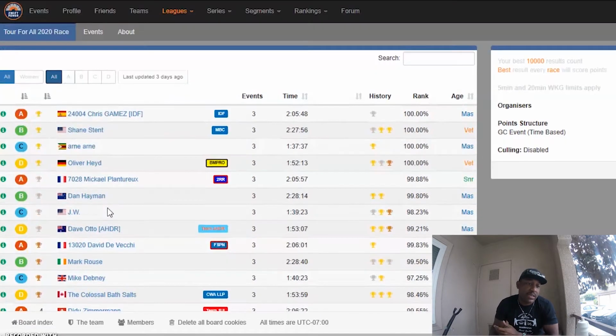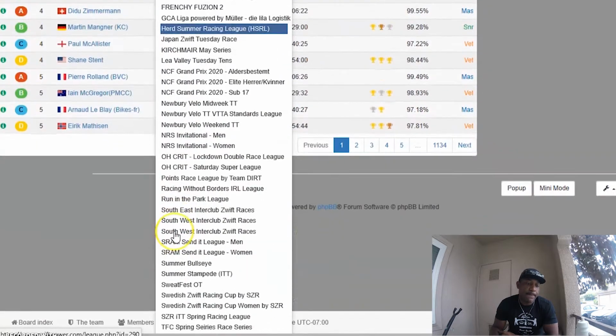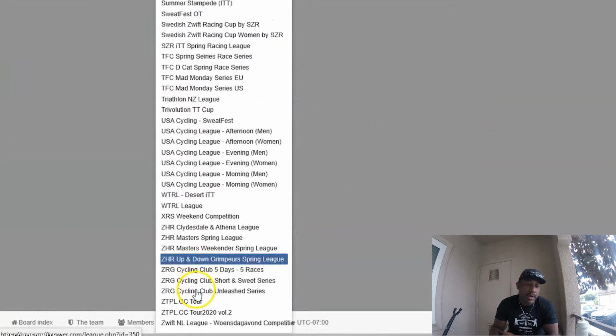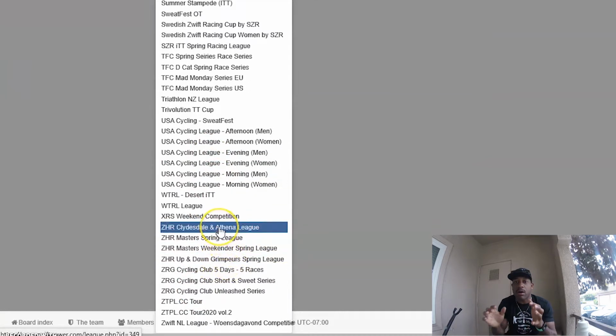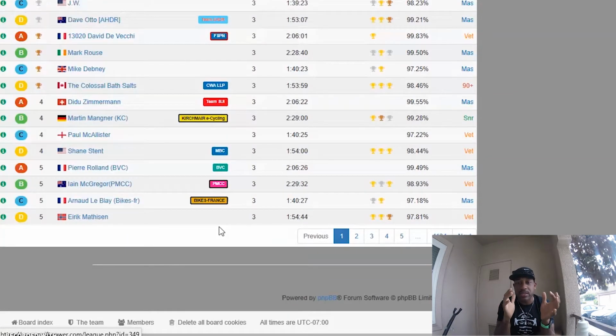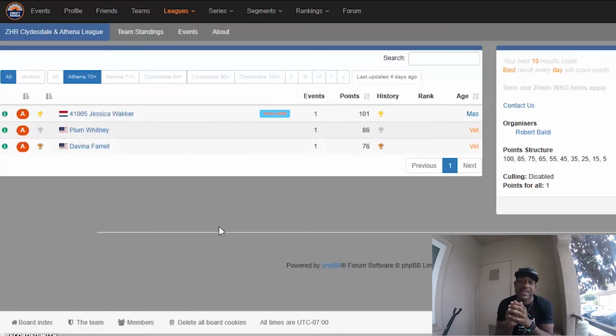So let's go back and say you did the Zwift Handicap Racing, which is the ZHR, and let's just look at the Clydesdale and Athena League. Clydesdale are the men according to their weight category, and Athena is women according to their weight category. So right here, I believe these are all women. They're only holding women rankings, or standings, here. I don't think they have any of the men.